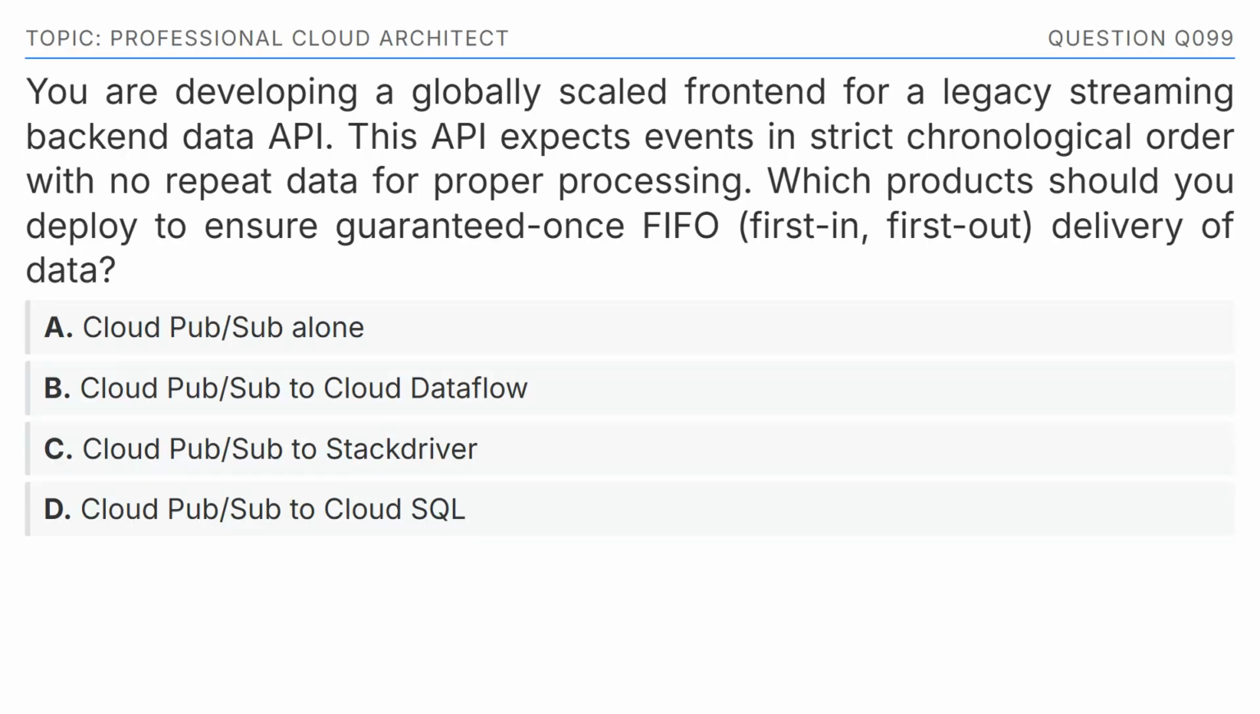You are developing a globally scaled frontend for a legacy streaming backend data API. This API expects events in strict chronological order with no repeat data for proper processing. Which products should you deploy to ensure guaranteed once FIFO, first in, first out, delivery of data?